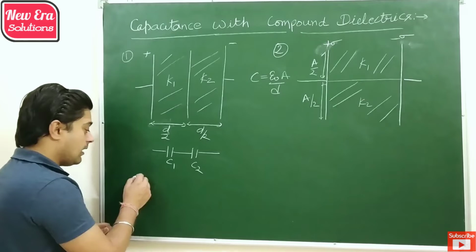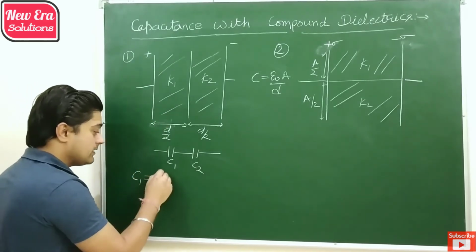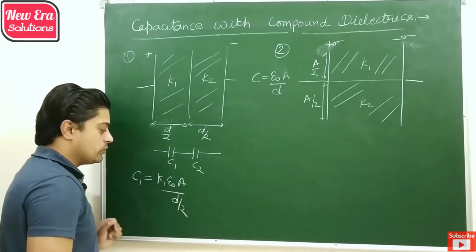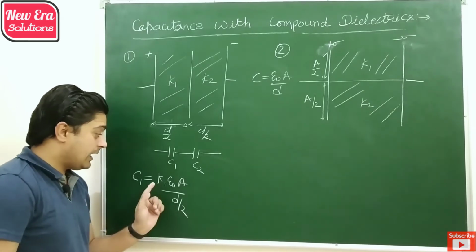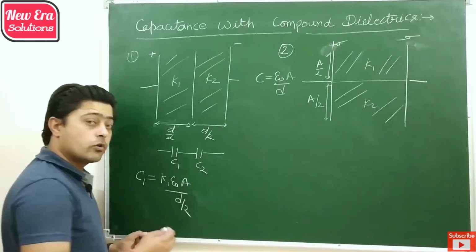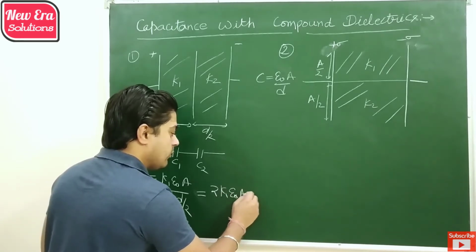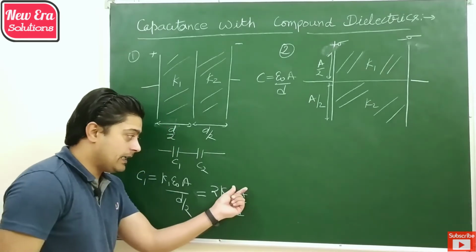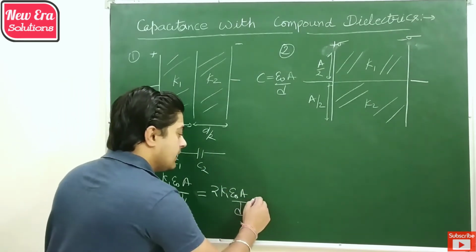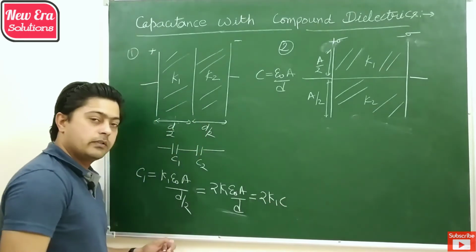If we consider their capacitance, the capacitance of the first capacitor is K1 epsilon naught A by (d by 2). So the new distance is d by 2 and due to the dielectric the capacitance is multiplied by K1. So it will be equal to 2 K1 epsilon naught A by d, and that epsilon naught A by d was the initial capacitance of the capacitor. So the new capacitance of the capacitor is 2 K1 into the initial capacitance.